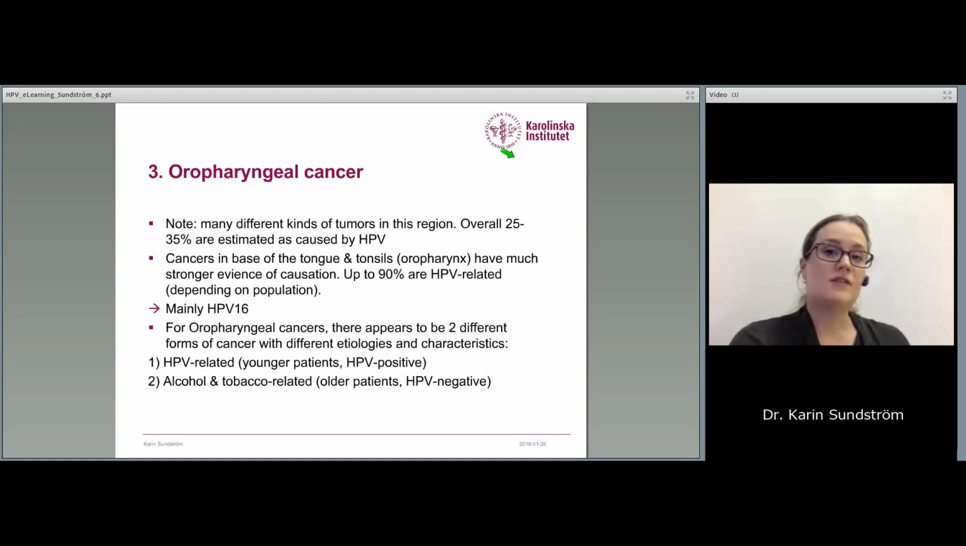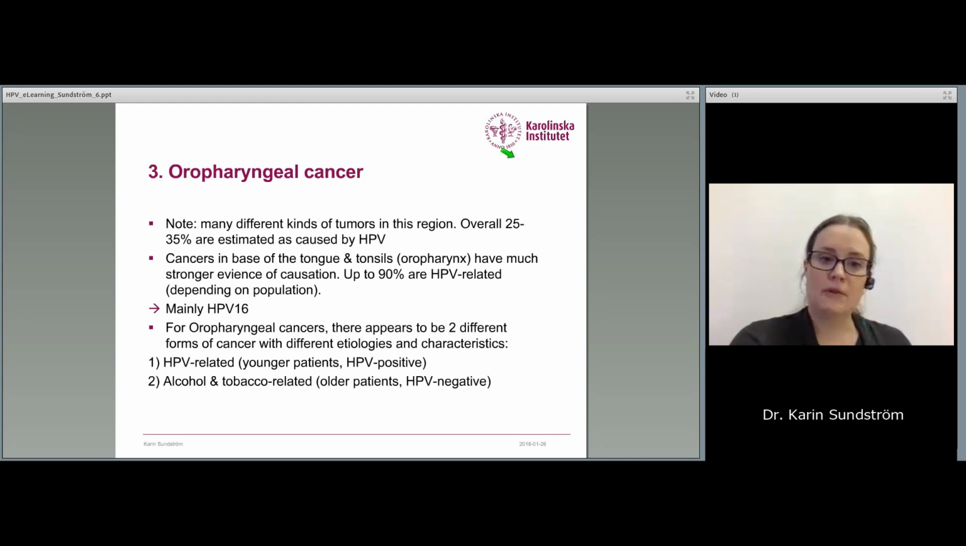Please note that unlike cervical cancers, where many of the high-risk types are implicated and causative, mainly in the oropharynx, we're talking about HPV type 16. Since it is one of the types covered by all vaccines, this may carry important promise for cancer reduction through vaccination.